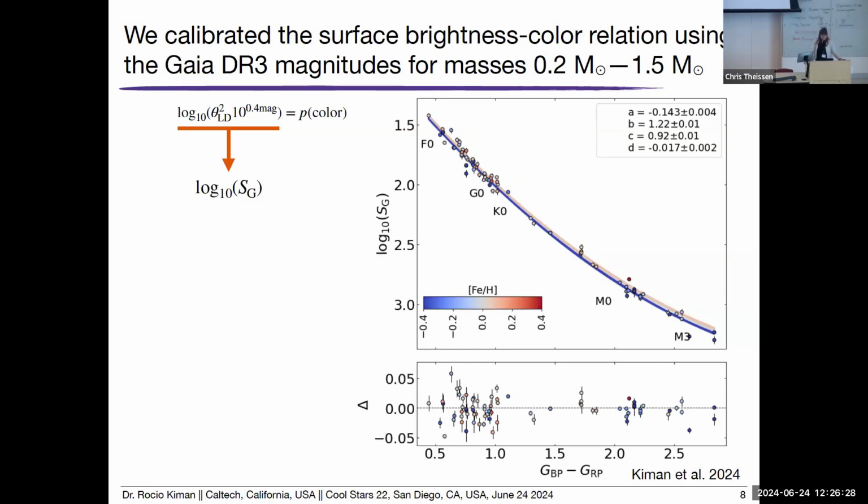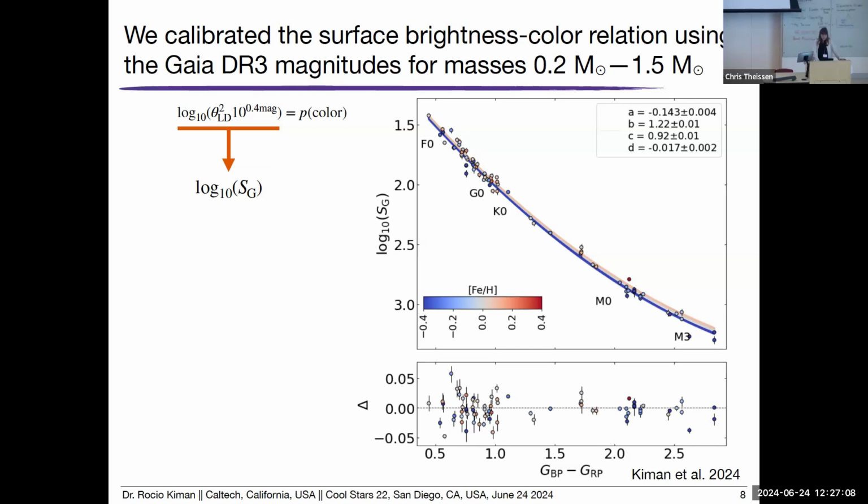So in the y-axis here, I have this S parameter that was calibrated in this case with the G magnitude, and in the x-axis is the BP minus RP color, and all of the sample with angular diameter measurements color-coded by metallicity are in the plot. And you can see our fit, which is a very tight relation all the way from F to M stars, actually. So this is from 0.2 to 1.5 solar masses. We did the same calibration for all of the three Gaia magnitudes and all of the three Gaia colors. So we have 9 relations to be able to estimate angular diameters.